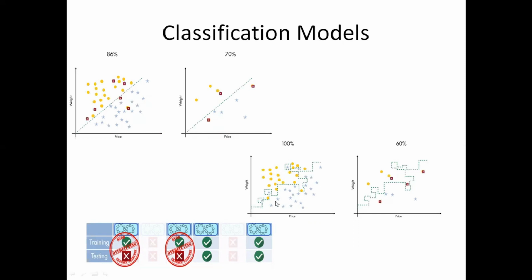The reason is the model is overfit, meaning the model has learned to classify the training data only. It is not able to generalize or apply the same to a new set of data. So this is called overfitting, and this should be avoided.